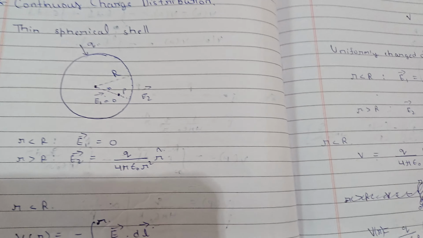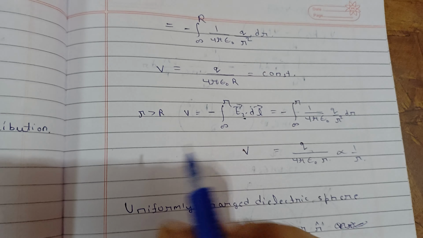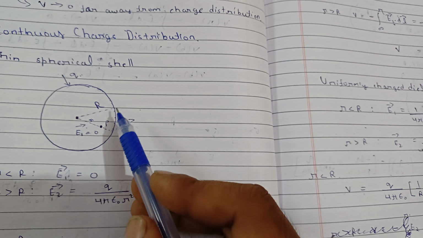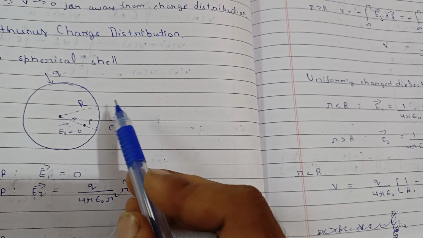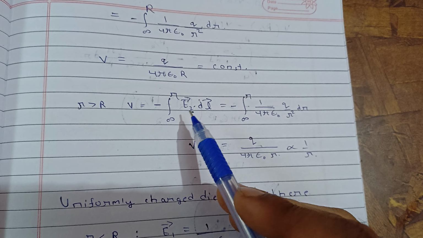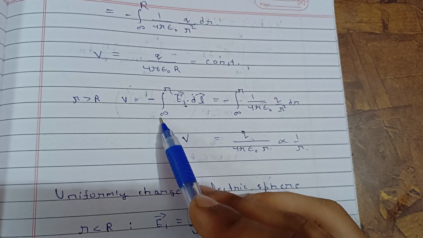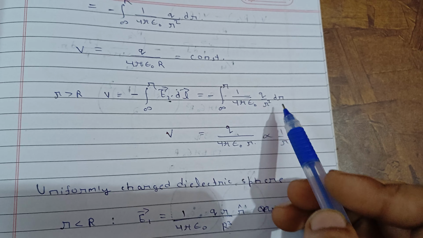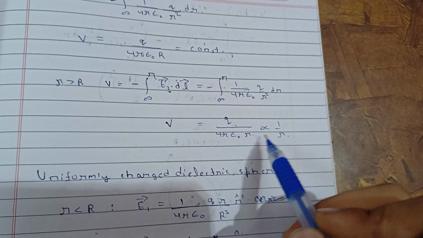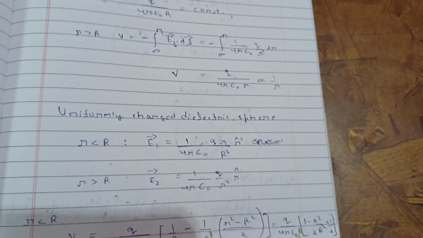Now for r greater than R, for any point outside the sphere, only the second electric field is there. Integrating from infinity to r will give you the formula q by 4 pi epsilon r. It means the potential is proportional to 1 upon r.